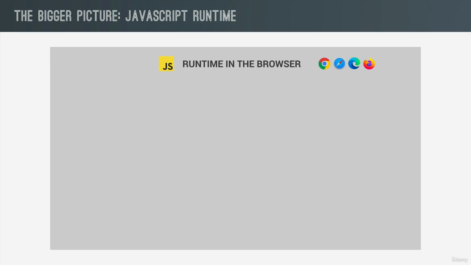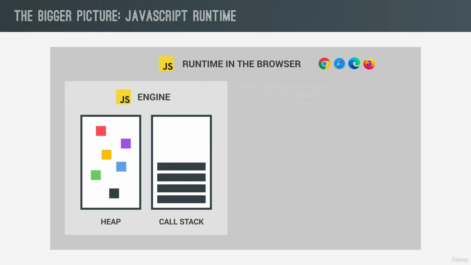So, we can imagine a JavaScript runtime as a big box or a big container which includes all the things that we need in order to use JavaScript, in this case, in the browser. And the heart of any JavaScript runtime is always a JavaScript engine. So exactly the one we've been talking about. That's why it makes sense to talk about engines and runtimes together. Without an engine, there is no runtime, and there is no JavaScript at all.